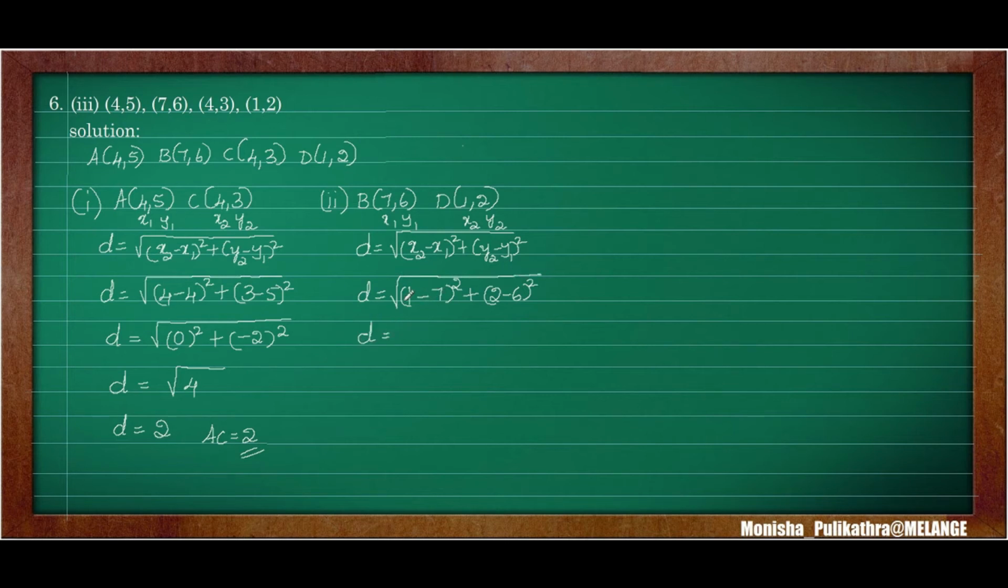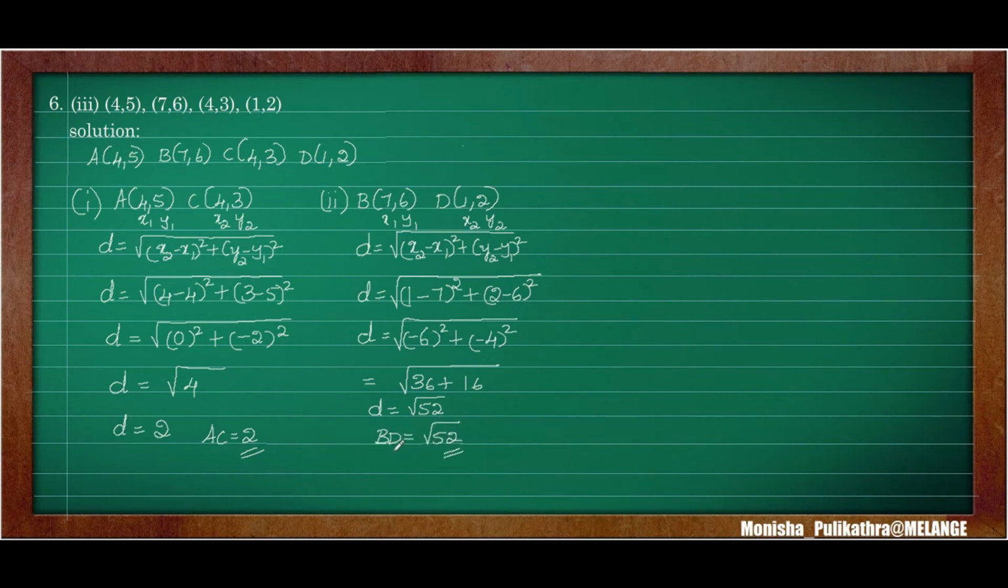So here it will be 7 minus 1 is 6. Okay, it will become minus 6 whole square plus 6 minus 2 is 4, where the larger number is 6, so minus 4 whole square. So this will be 36 plus 16. So the value for D, that is BD, the diagonal BD is equal to root 52.